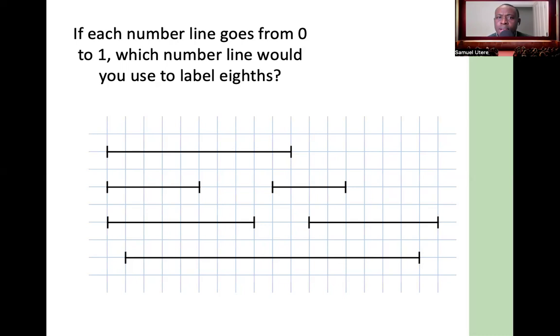Because if we have to label 8ths, it means that we need to have a number line that has these square grids, having 8 square grids or a multiple of 8 square grids. So listen, let me repeat that. It means we need the number line that has 8 square grids, 8 of these little squares, because these little squares represent our intervals. Or we'll have a multiple of that.